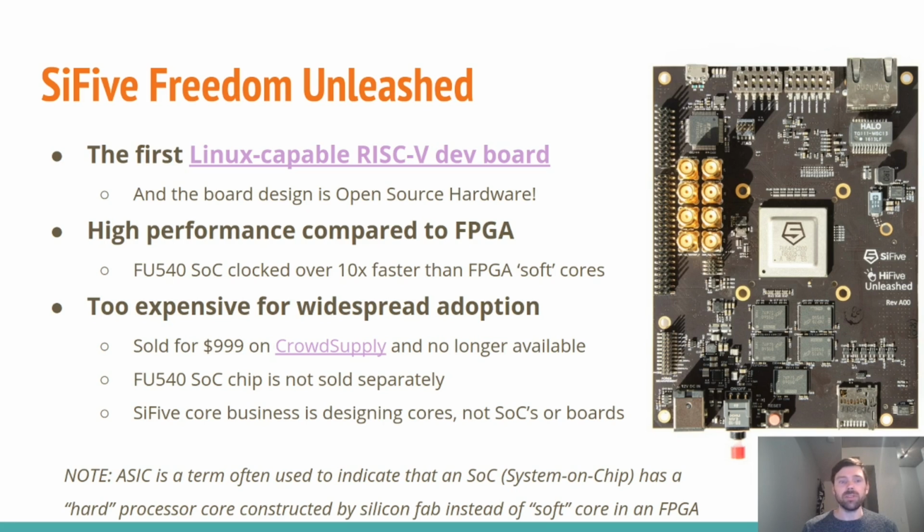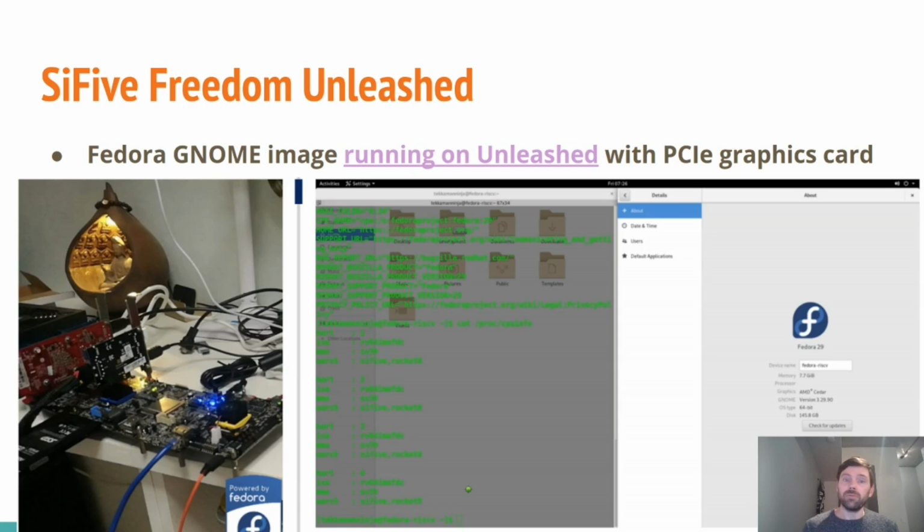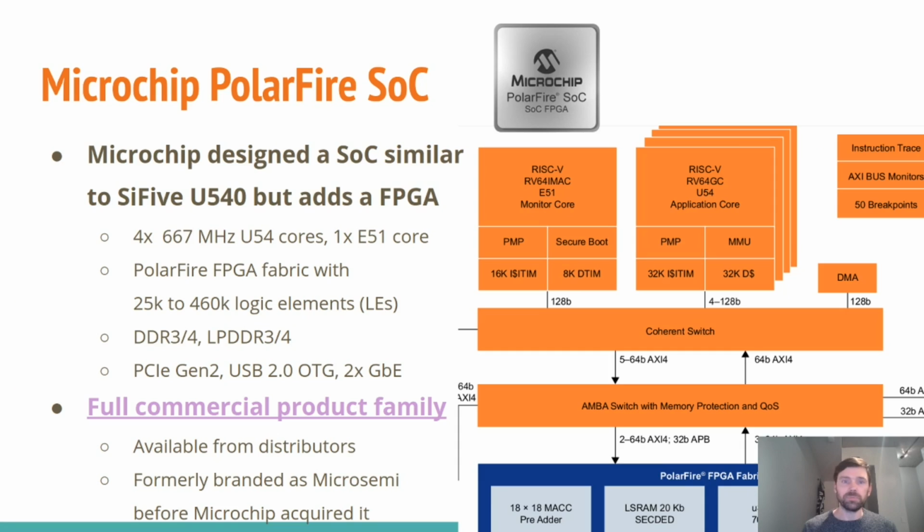And the reason for this is SiFive's core business is designing cores. It's not to build SoCs or dev boards. But one of the nice things about this is if you get the expansion hardware, including a graphics card, you can actually run a full Fedora GNOME image on RISC-V, which is neat to see.